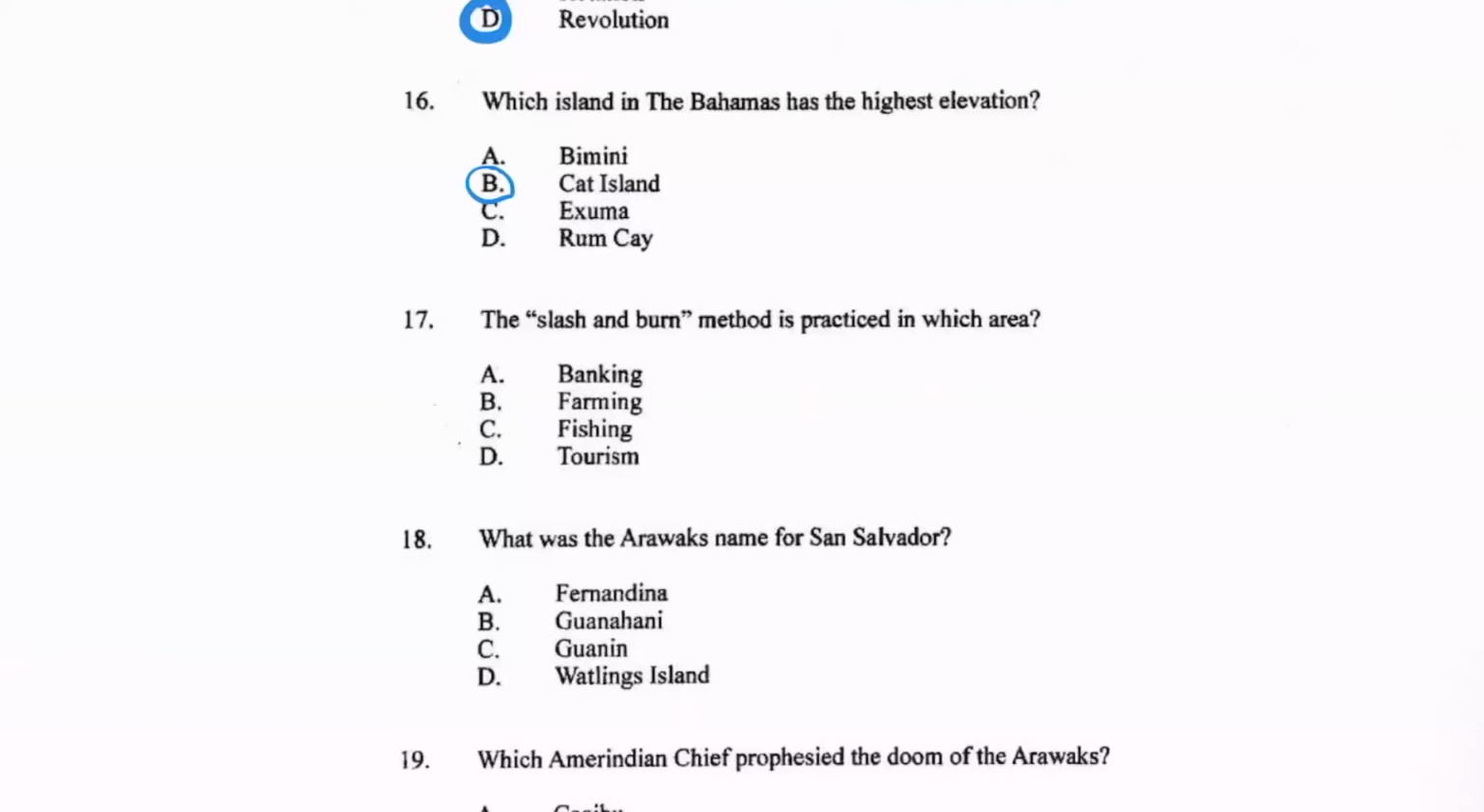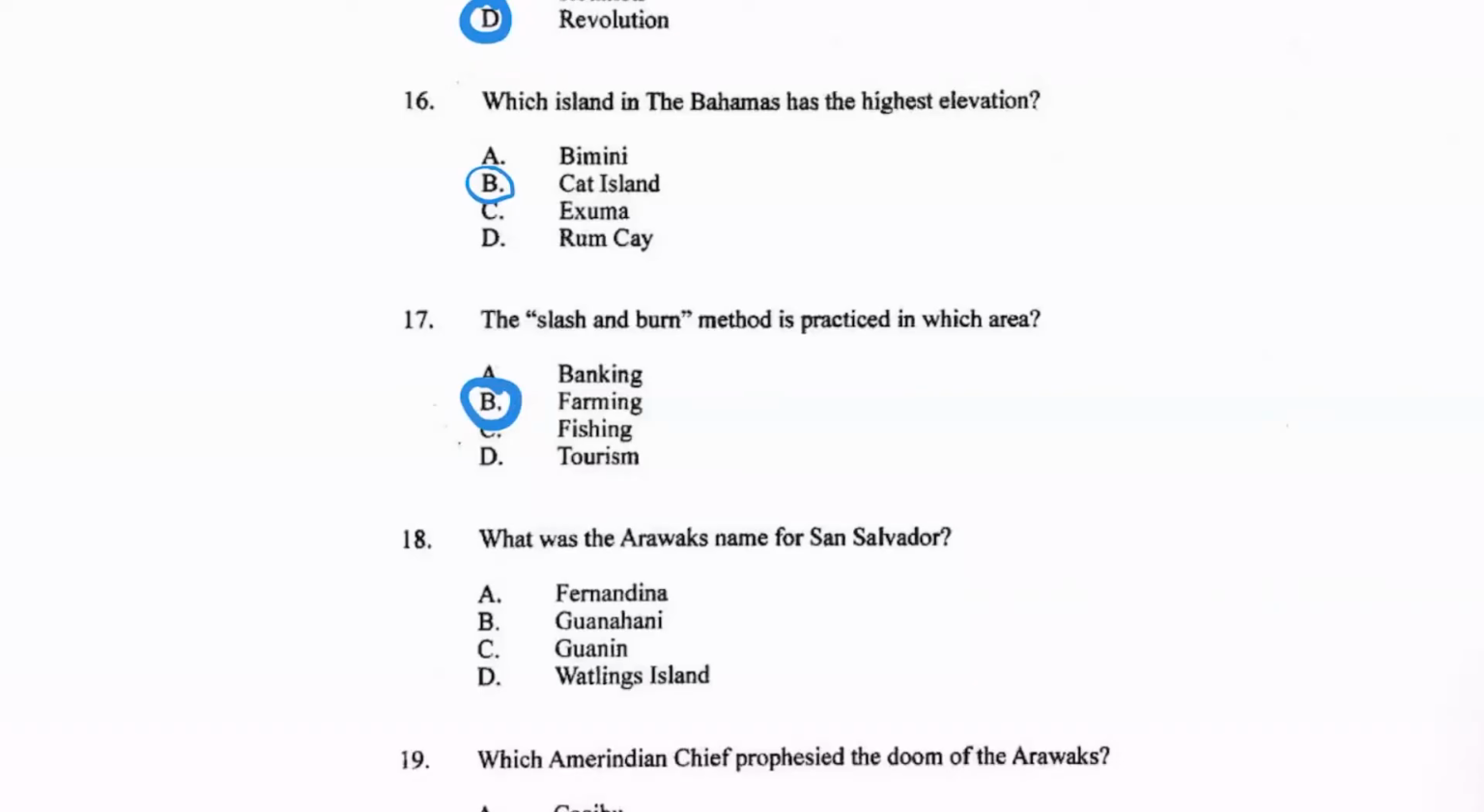All right, so question 17. The slash and burn method is practiced in which area? Most people are saying B, which is farming. That's right. So slash and burn is a method in which plants, vegetation is cut down and then it's burnt. And it's usually done to clear the land for new growth. And it's done in the farming practice. It's not banking, it's not fishing, it's not tourism.